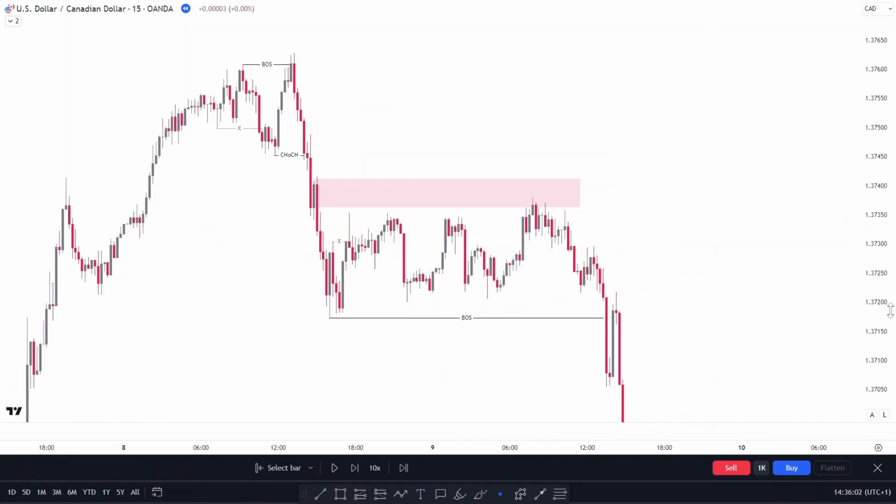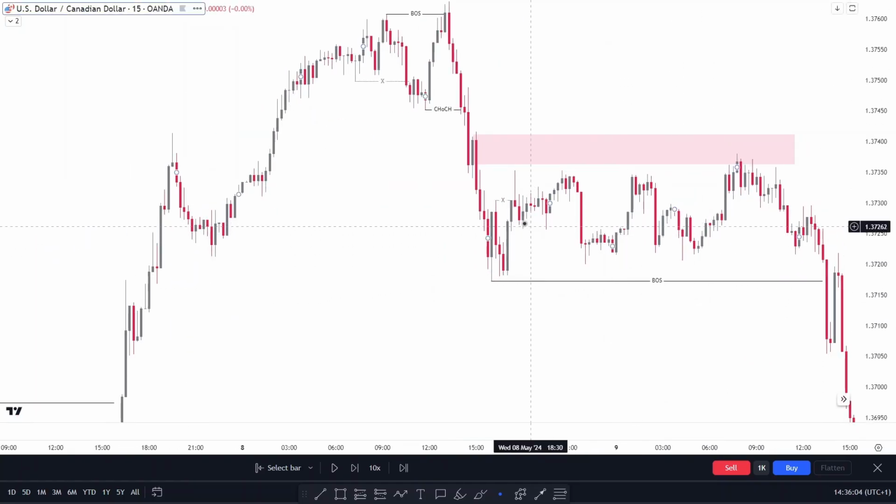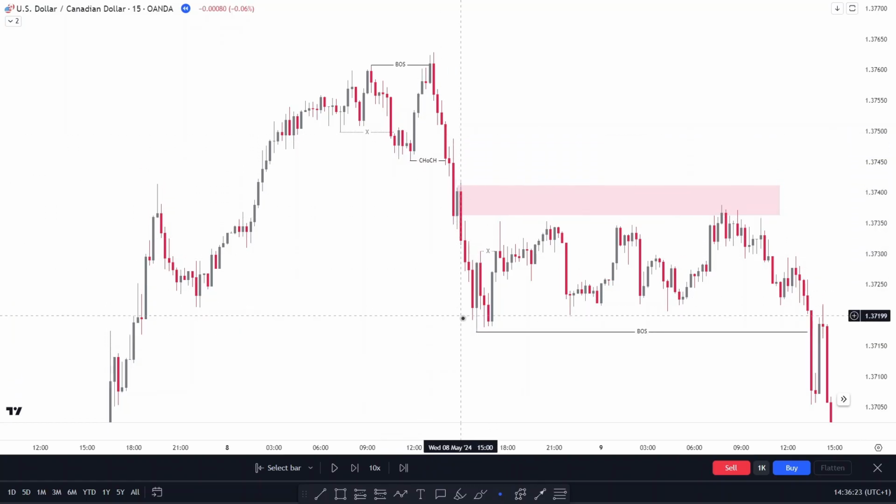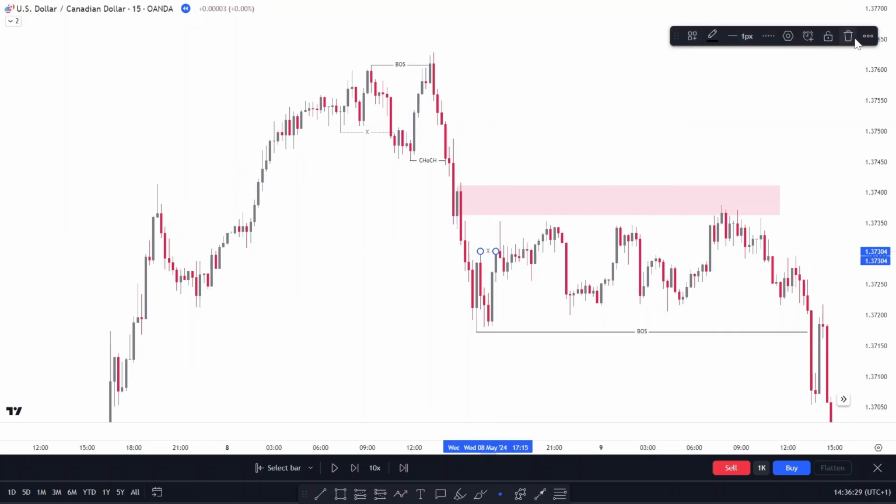Why? Because first of all, this one here is not a valid inducement. You see that our lowest point is right here, and the inducement should always be on the left side of the lowest point or the highest point, depending on the structure of the market. In this case, we are in a bearish trend, so you have to identify the lowest point and then look for pullbacks on the left side of this lowest point. But you see here that this pullback is on the right side, so this one here is not a valid inducement. This is the first mistake.